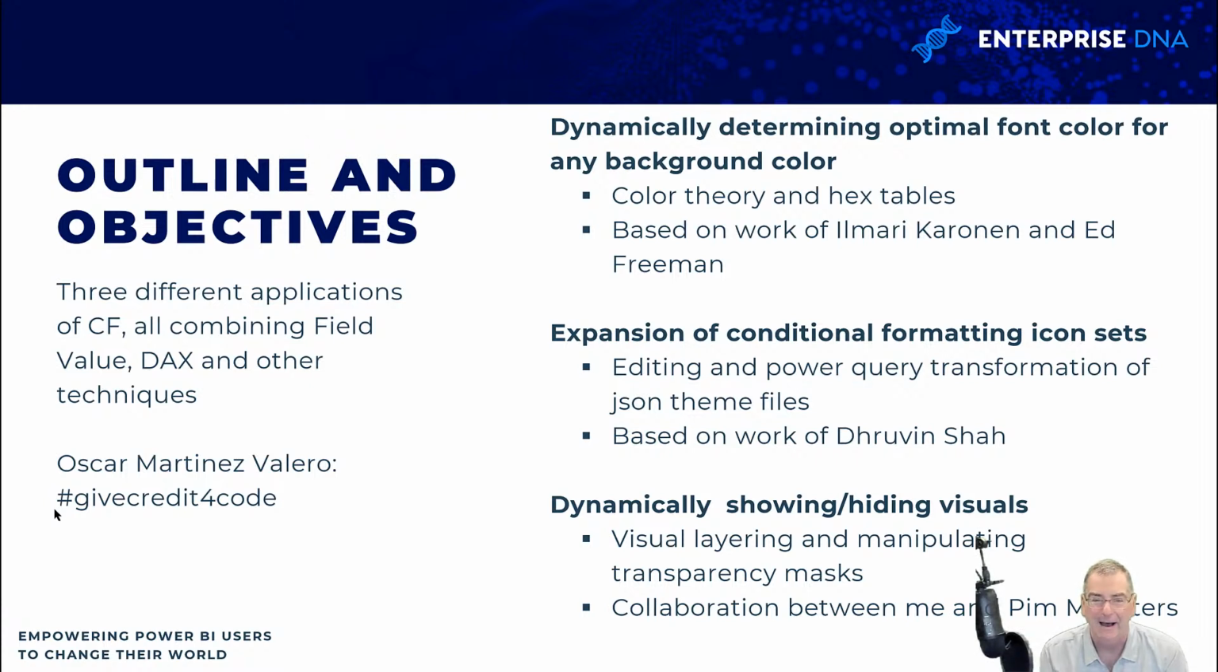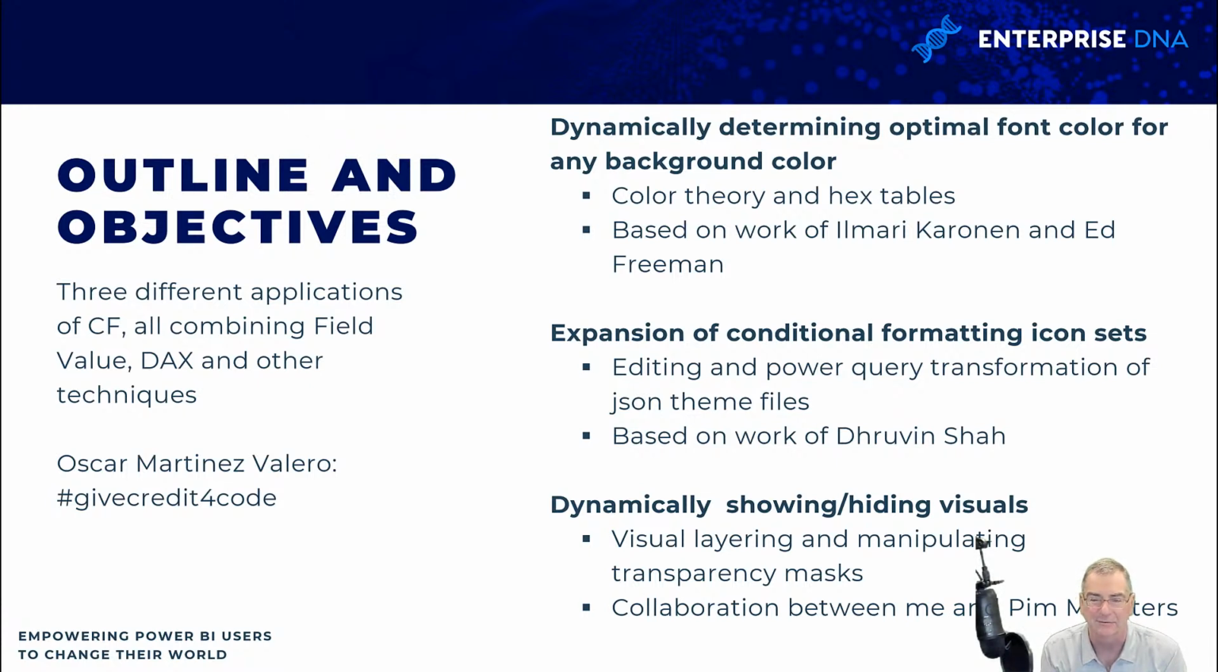And you're going to see some crazy DAX that lets you do some amazing stuff with optimizing font color. The second thing is expansion of the conditional formatting icon sets. If you use rules, you're limited pretty severely in terms of the icons you can use, which is a shame because there are tons of great icon sources. Free, pay. I typically use one called Flat Icon that I think has close to 4 million icons available for use.